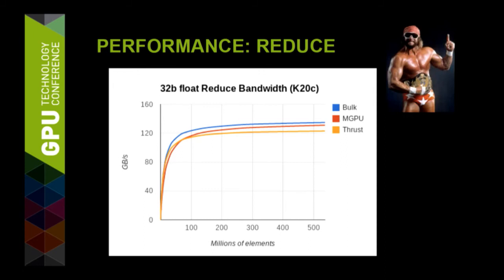And you can see that we can basically match Sean's code there with the blue and red lines, and you can actually get much nicer looking code, and much nicer performance. So that's the 32-bit floating point reduction performance. You can see that again we're matching for the 64-bit case.